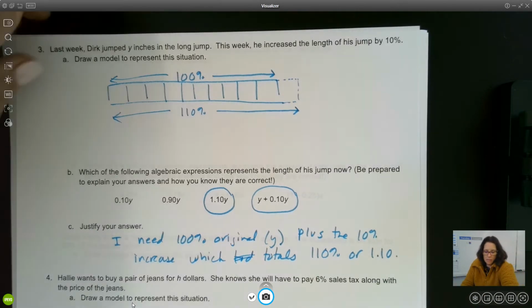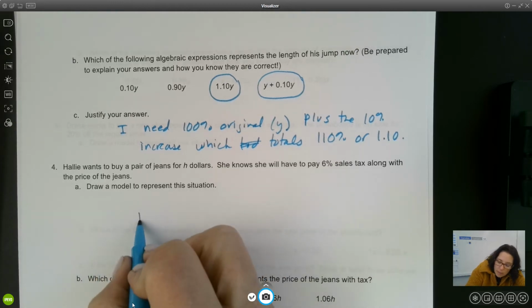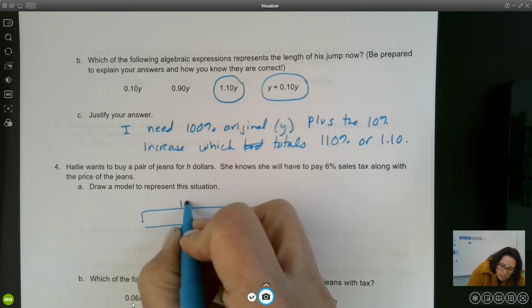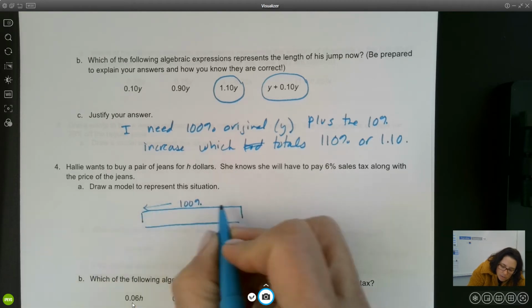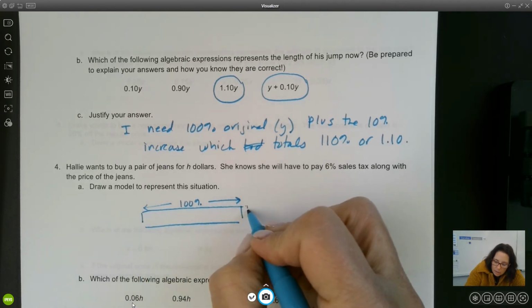Hallie wants to buy a pair of jeans for $8. She knows she will have to pay 6% sales tax along with the price of the jeans. Draw a model to represent the situation. 6% is ugly. We can't really cut this box up, but we know that this is 100% of the jean price. Now 6% of this would be just adding on a little extra sliver.